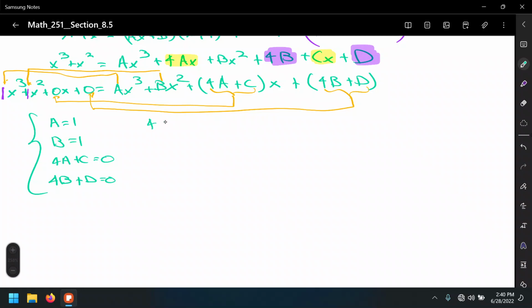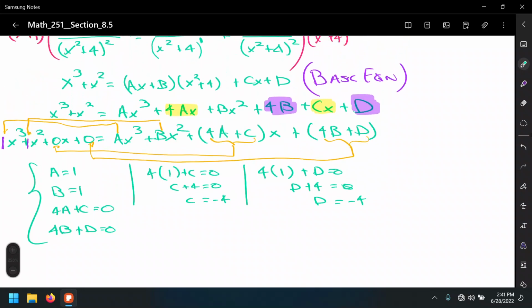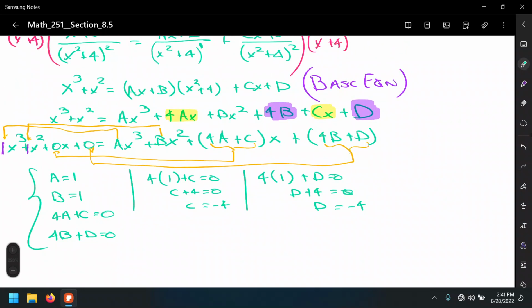So 4 times a, which is 1, plus c equals 0. So that's c plus 4 equals 0, and c equals negative 4. And for the second equation, 4b, which is equal to 1, plus d equals 0, d plus 4, and again, d equals negative 4. All right? So we just found the values of the letters a, b, c, and d that split the partial fractions so we can integrate.